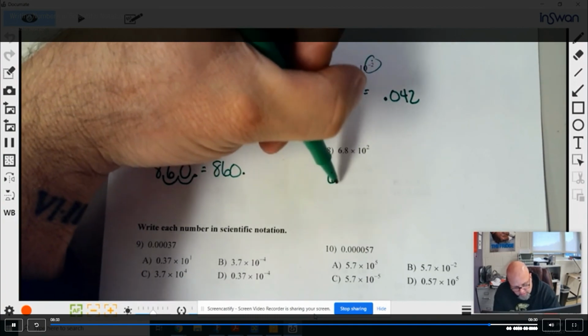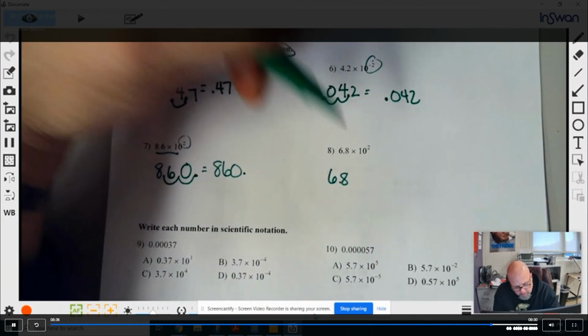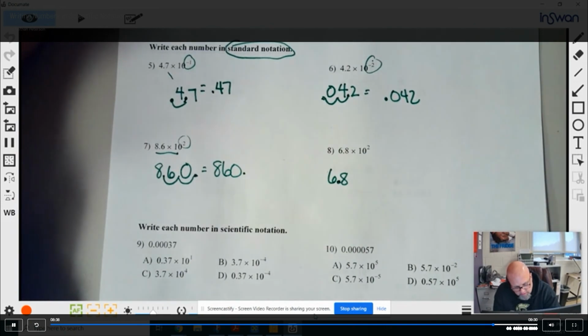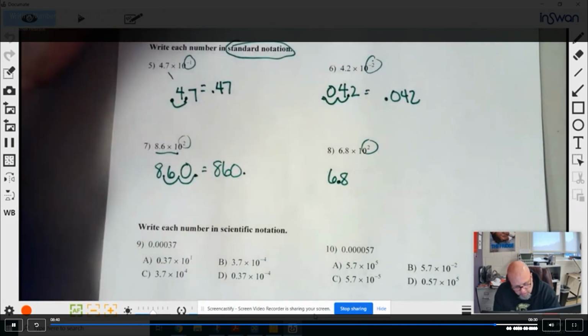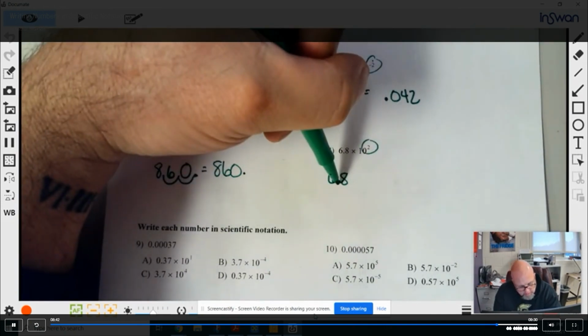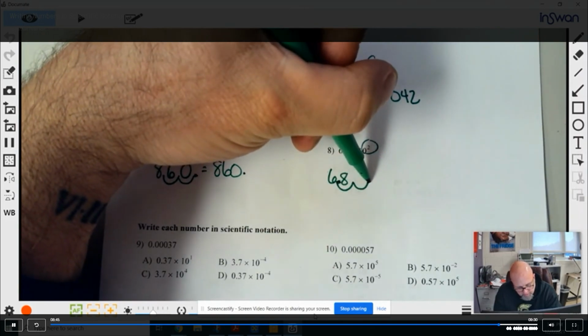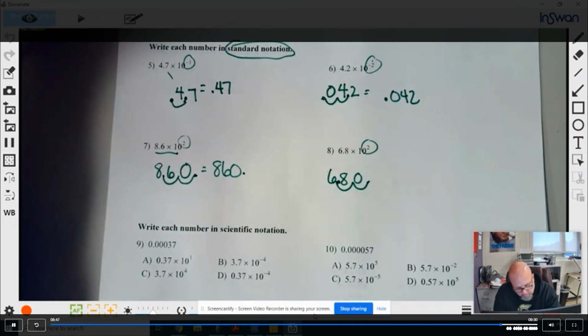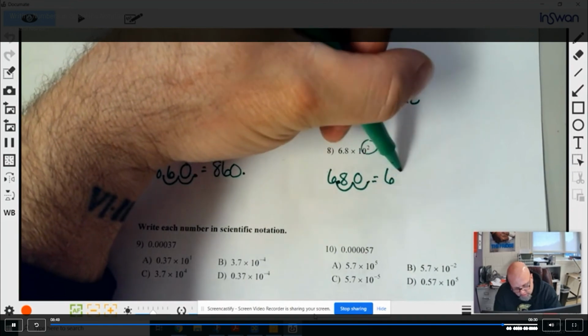Okay, number 8, we have 6.8 times 10 squared. So let's write down 6.8. And then identify where your decimal is. Check out the exponent being a 2. It's positive. So again, it's going to move 2 spots to the right. We are going to fill in with the 0. And then we get 680.